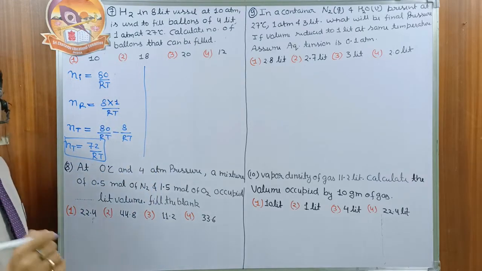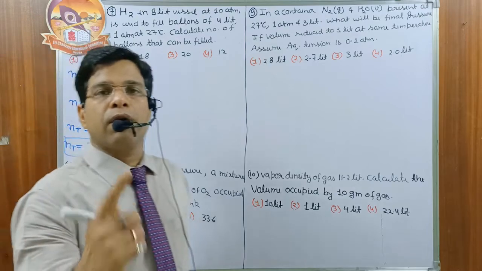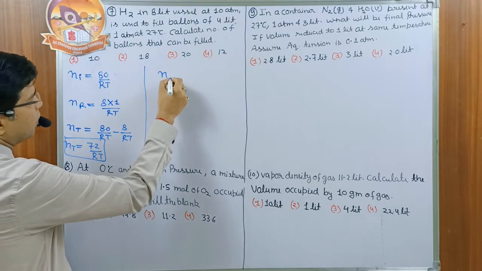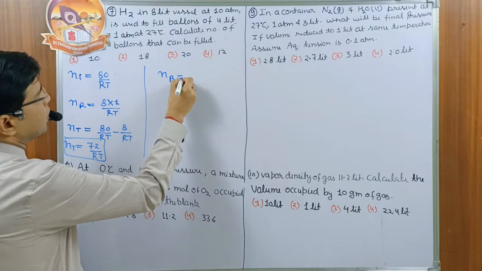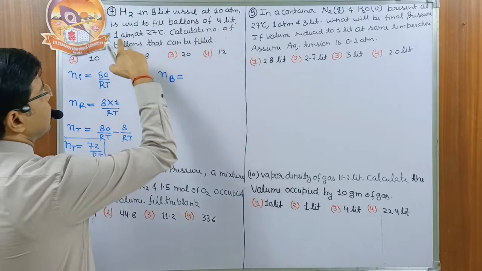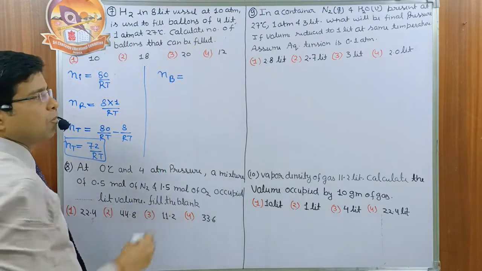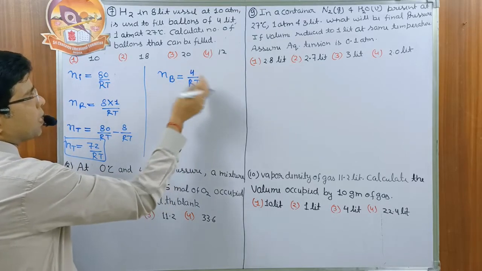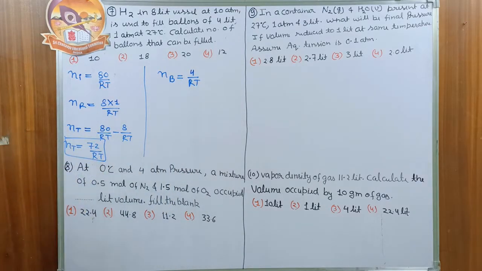Now, what is the number of moles required to fill one balloon? PV upon RT. The balloon has a pressure of 1 atmosphere and the volume is 4 liters. So how many moles are required? 4 by RT, since the temperature has to be the same. The temperature is given as the same.